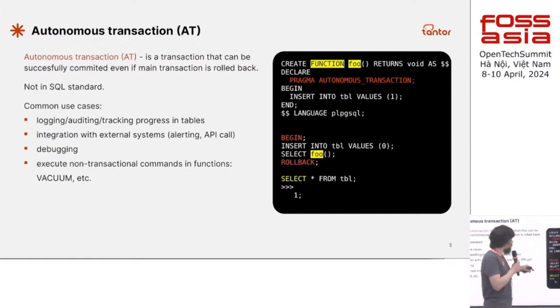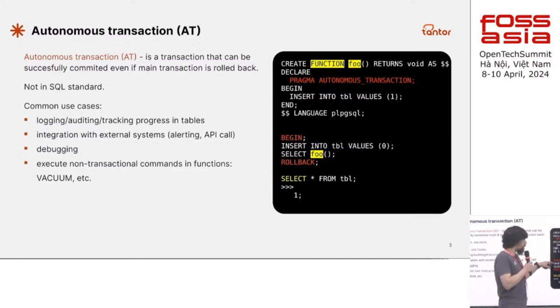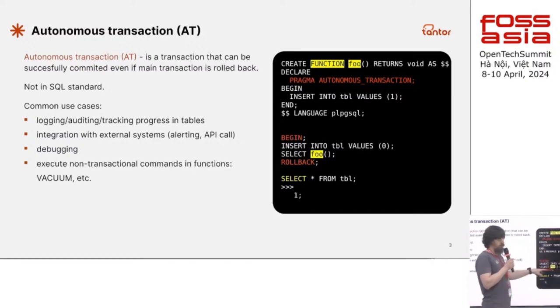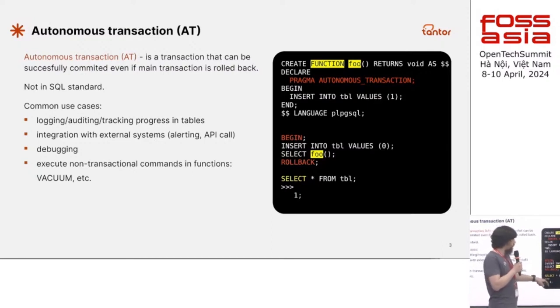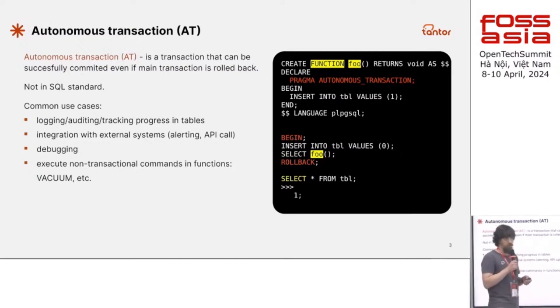Let's analyze the example. In the main transaction, we execute begin. It starts the transaction. Then we insert the value 0 to the table. Then we call the function, which inserts value 1 to the table. And then we execute rollback, so our main transaction should roll back. When we select from the table, we see that value 1 is in the table and value 0 is not in the table. So value 1 was stored, although the main transaction was rolled back.